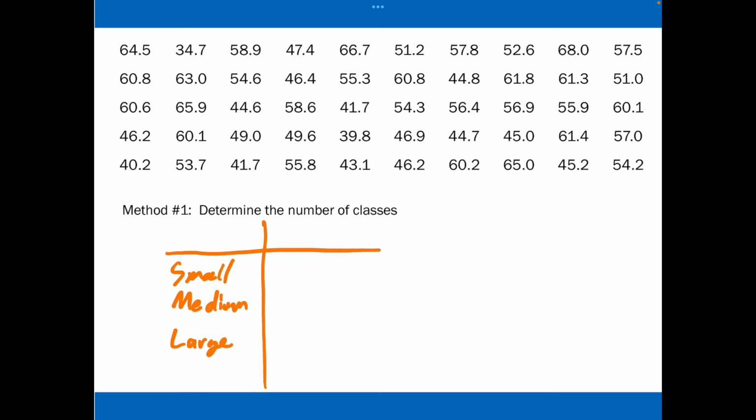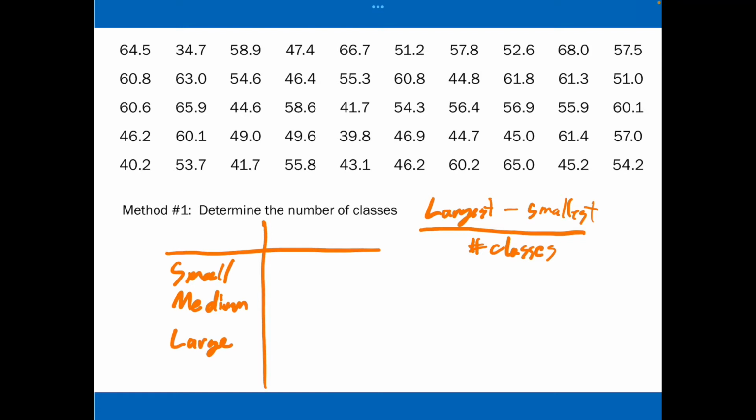Well, one of the ways we can do that is to try to find the largest and the smallest values. And if we take the largest minus the smallest values, it gives us what we call the range of our data. And so if we look at that range of the data and then divide that by the number of classes, it will give us a good picture of how big we need each class to be.